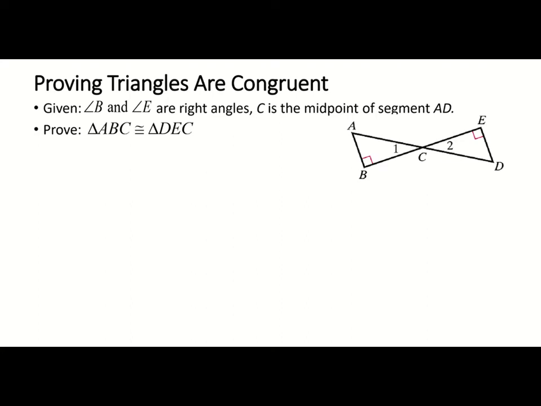Okay, next we have another proof. And this time we are going to prove that triangle ABC is congruent to triangle DEC. So ABC is right here, and DEC is right here. Okay, so again, we'll start off with our statements and our reasons.